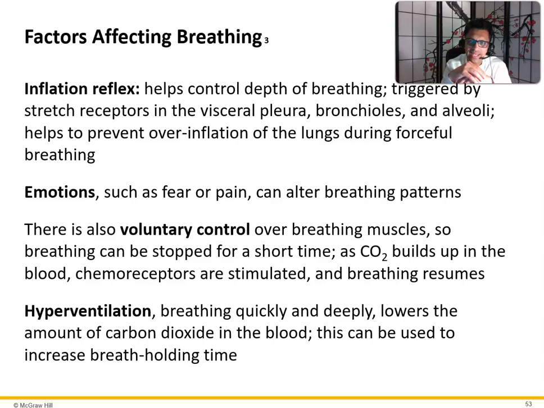So if you know who David Blaine is, David Blaine trained and trained and trained, and I can't remember the exact numbers, but I think he was able to hold his breath for 17 or 18 minutes. It was a pretty long time. Now, hyperventilation, breathing quickly and deeply, lowers the amount of carbon dioxide in the blood. This can be used to increase breath holding time. So sometimes you'll see swimmers before an event, they'll be like, get out all the CO2, and then they'll be able to hold their breath a little bit longer. So watch that during the Summer Olympics and see if you see that taking place.